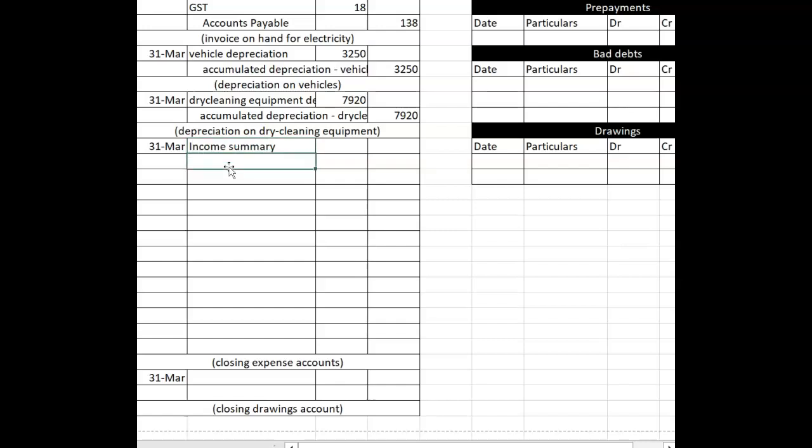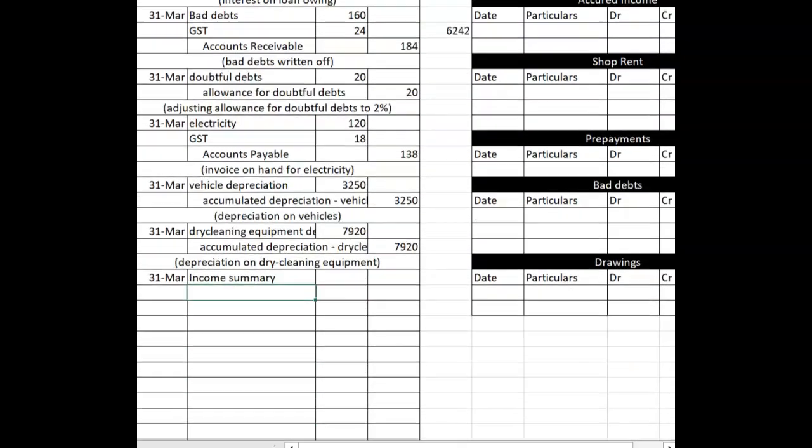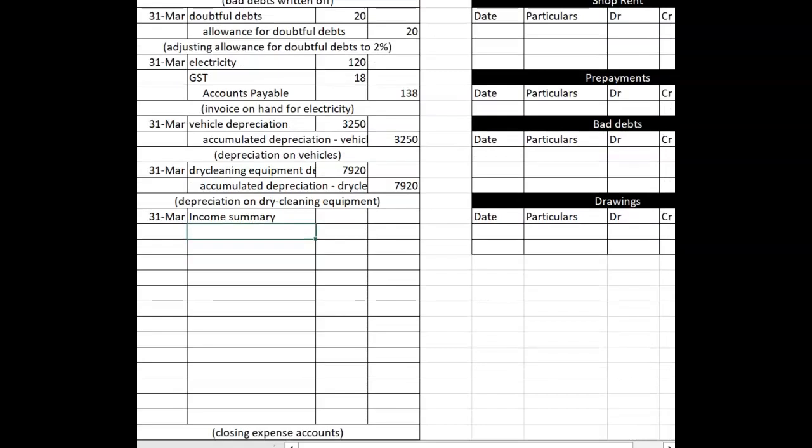We won't know this figure until the end. So all your expense accounts in your trial balance need to be credited. We'll start at the top and you'll see advertising, telephone and internet. Why don't you press pause? I'm going to press pause and put the rest of them in, and you can write them in.